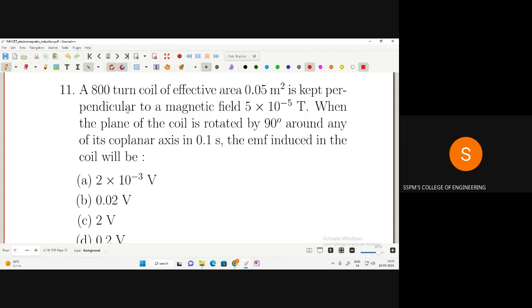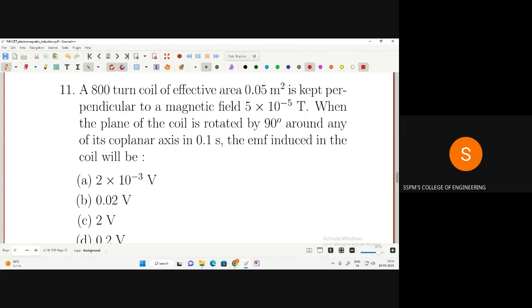An 800 turns coil of effective area 0.5 meter square is kept perpendicular to the magnetic field 5 into 10 to the power minus 5. When the plane of the coil is rotated by 90 degrees around any of its coplanar axis in 0.1 second, then what is the EMF induced in the coil? Now a coil is given.